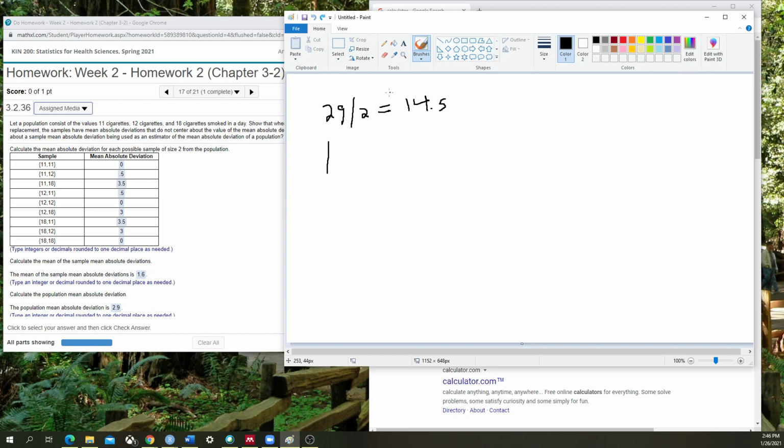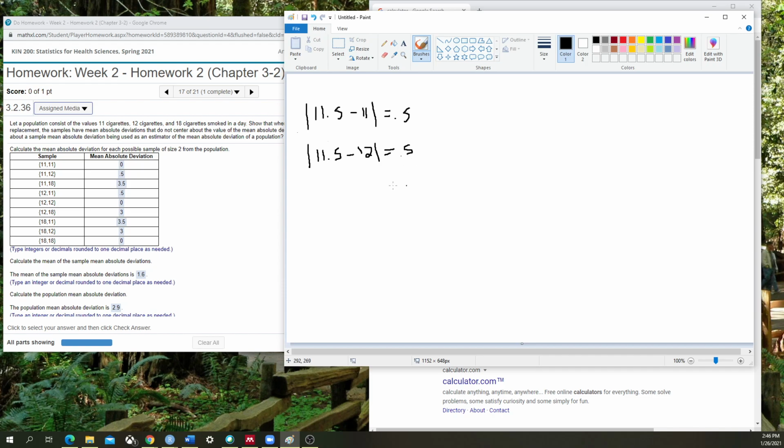Now let's do it for the next sample here, 11, 12. The mean of 11 and 12 is 11.5. Take the deviation of 11.5 from the first value, which is 11, which is 0.5. And then I'm going to take the absolute deviation of the second value, which is 12, which also equals 0.5.